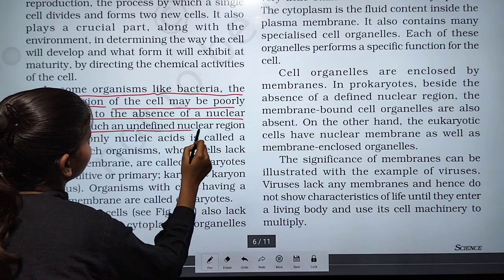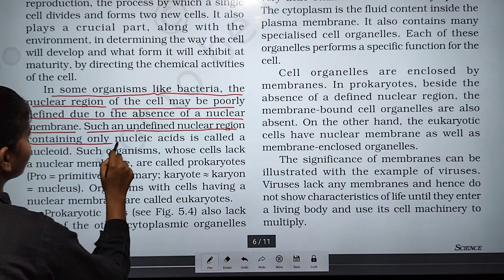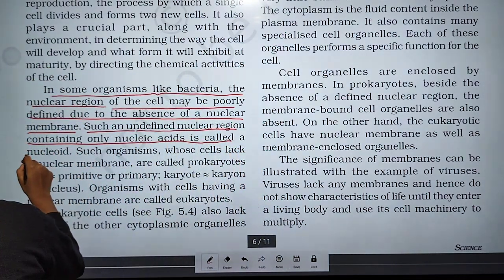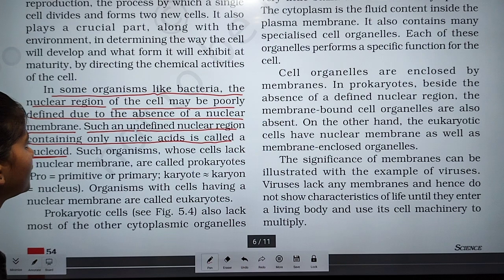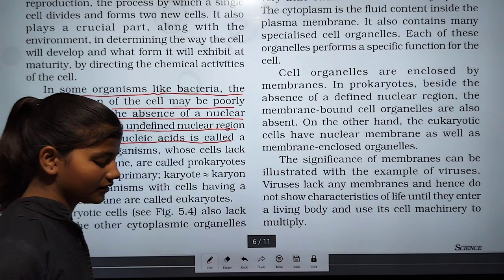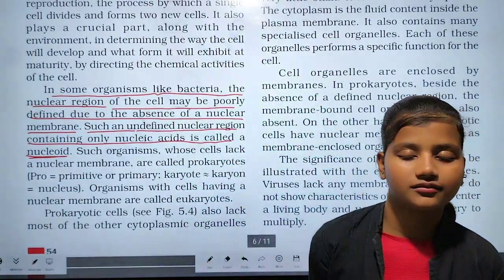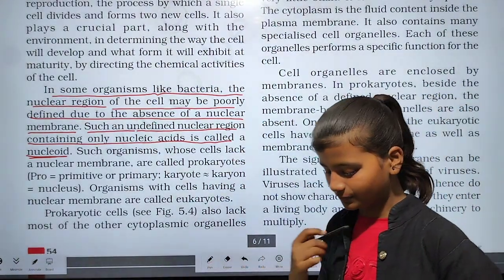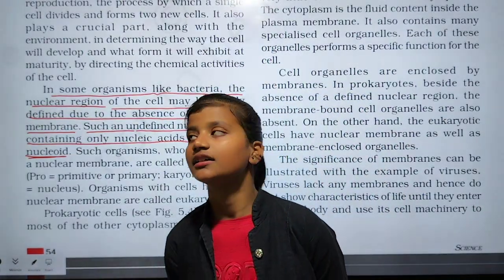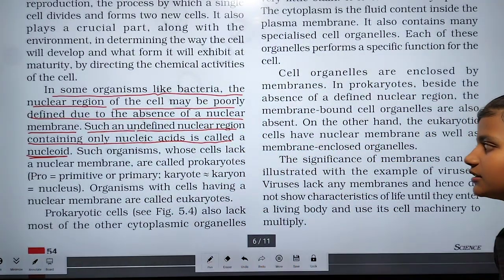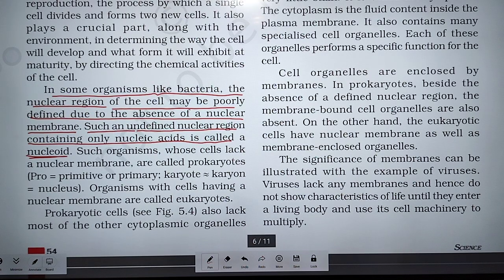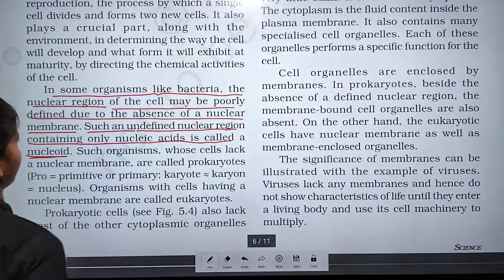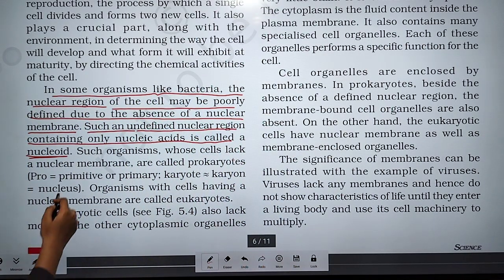Such an undefined nuclear region containing only nucleic acid is called a nucleoid. It means in bacteria the nucleus is absent, but a nucleus-like nucleoid is present. That's why it is not well defined.